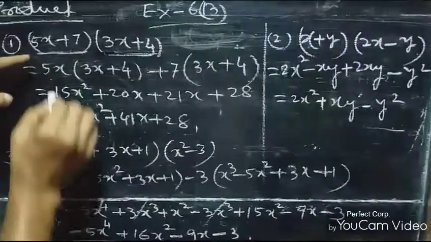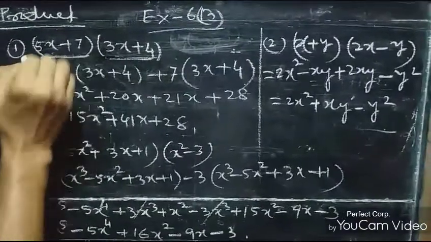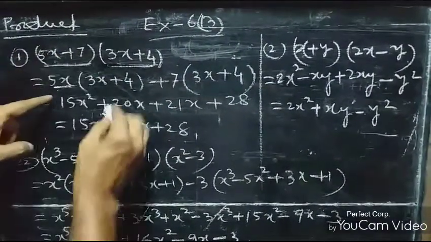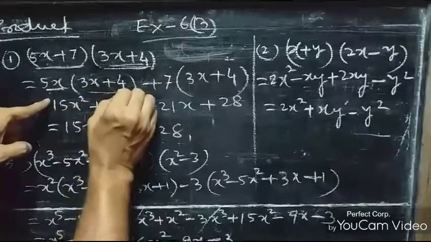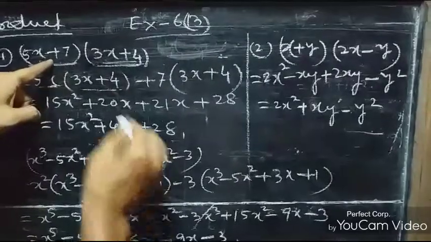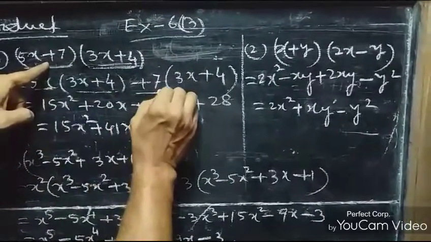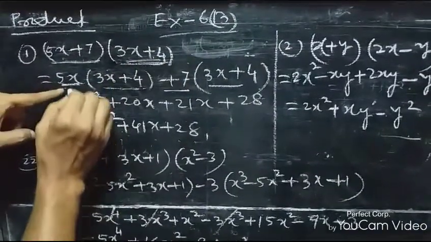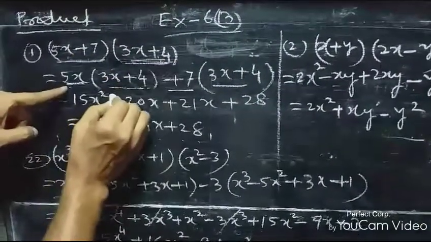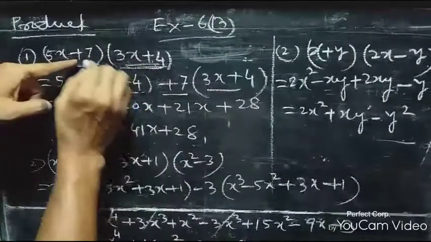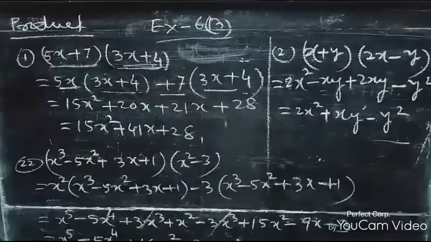the first term of the first algebraic expression is multiplied into the second algebraic expression. The second term of the first algebraic expression, along with its sign, is also multiplied by this. That is, the first term multiplied by the second expression, plus or minus whatever the sign is, and then the second term is multiplied.